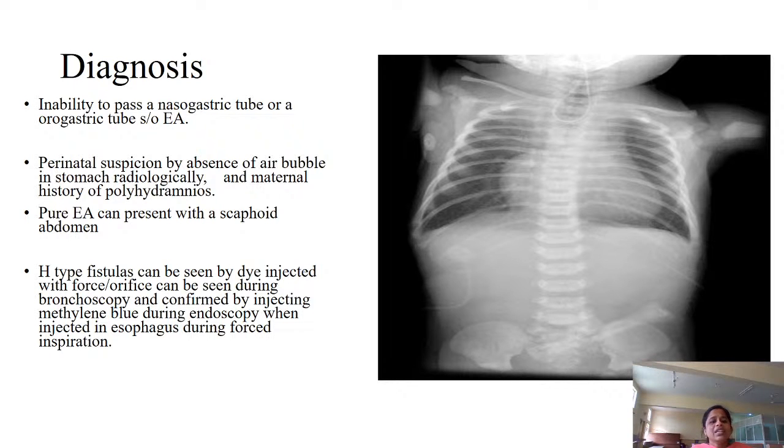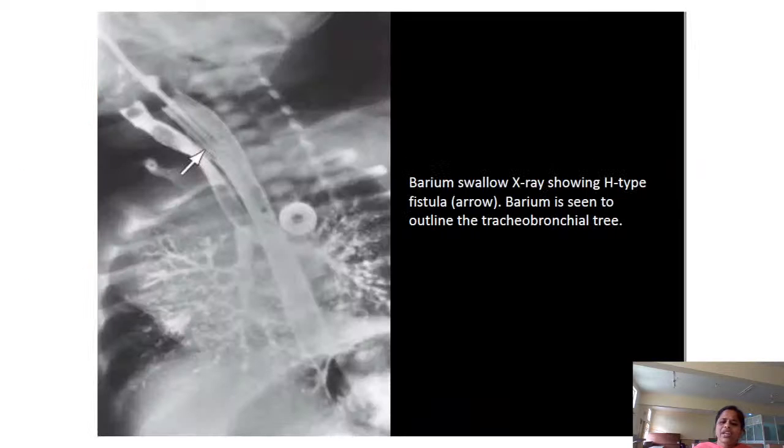H-type fistula can be seen by dye injected with force, or the orifice can be seen during bronchoscopy, and confirmed by injecting methylene blue during endoscopy when injected in the esophagus. You can see here, what we have done is a barium swallow. The child swallows a barium contrast meal, and the X-ray shows an H-type fistula. You can see the esophagus. This is the trachea. You can see the air bronchogram, the tracheal tree. It is also getting highlighted.